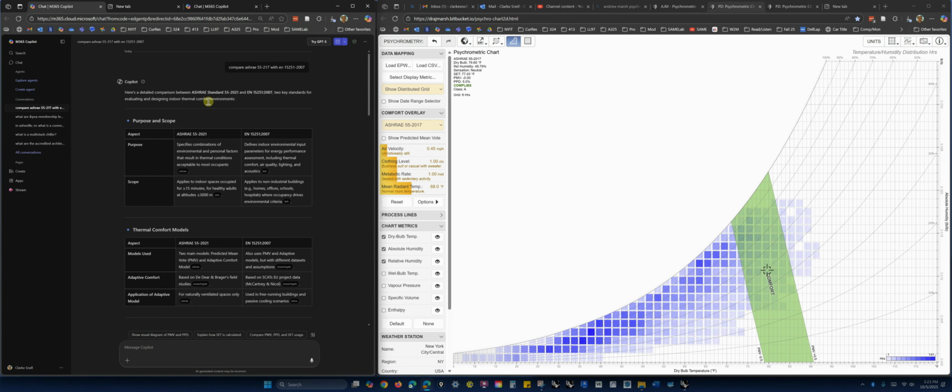I asked AI to compare ASHRAE 55 2017 with EN 15251, and that's another standard that's available here. So yeah, we're getting more into the weeds now. I didn't want to go that deep into class, but these are more detailed in terms of the other climate or comfort variables. First of all, EN is a European standard.